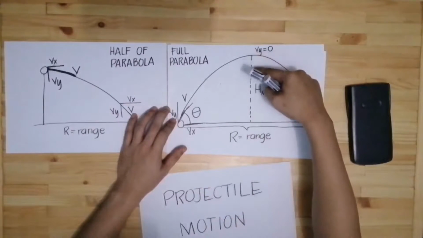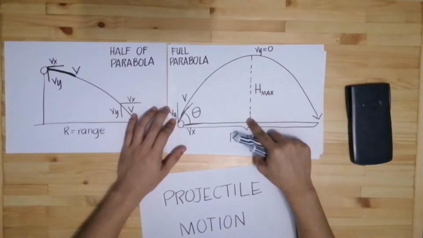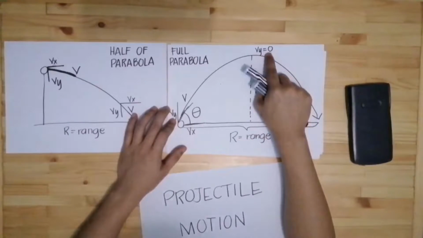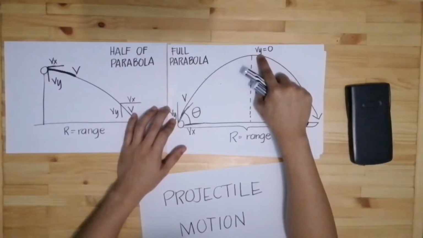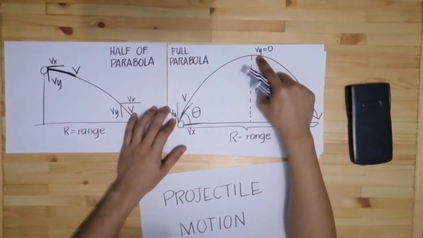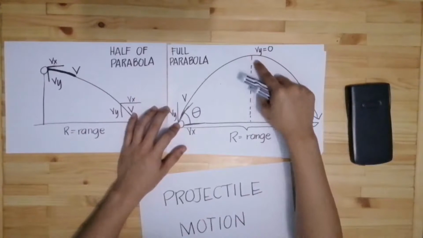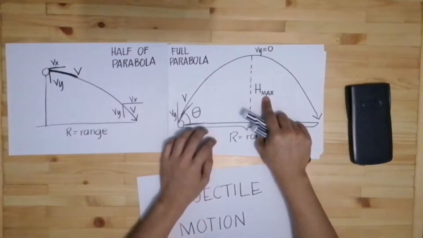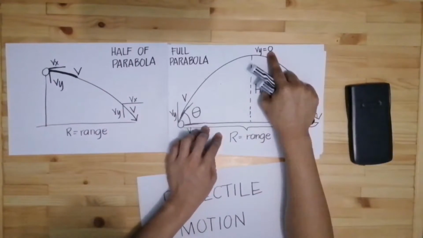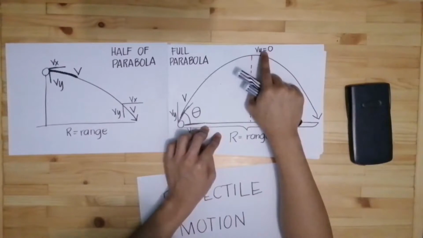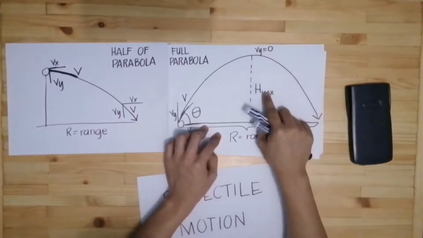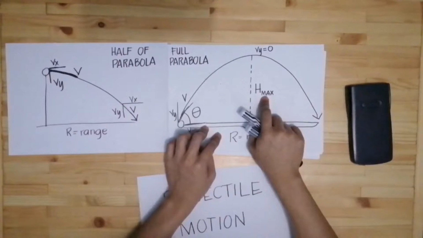Then, eto, kung mapapansin niyo, meron akong line na sinunod dito. Then, mayroong Vy is equal to 0. Vy is the y component of the object, yung velocity niya, pag na-reach niya yung maximum height. So, kung mapapansin niyo, magiging 0 yon. Yung velocity ng object magiging 0. So, mawawalan siya ng speed, kasi magiging 0 yun pag na-reach niya yung maximum height.